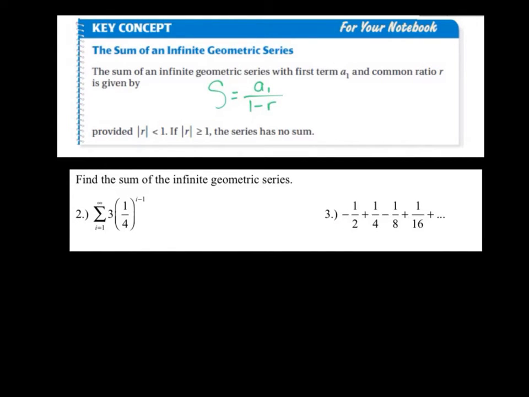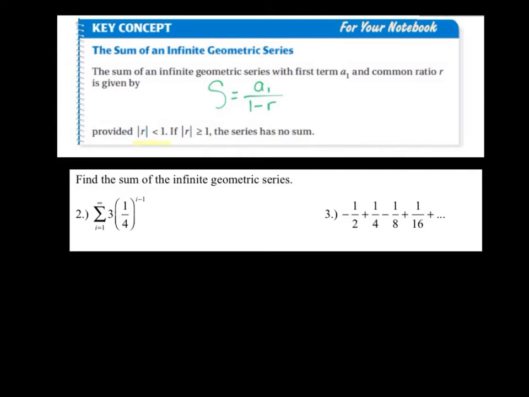So the sum of an infinite geometric series. That means the entire infinite geometric series, not just part of the infinite series. If you know the first term, a sub 1, and the common ratio, r, then you can find the sum of that series by saying, okay, the sum equals a sub 1, your first term, divided by 1 minus your ratio, the value that it's decreasing by. Provided, here's the important part, that the absolute value of r is less than 1.